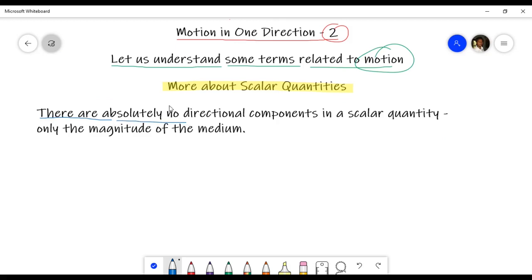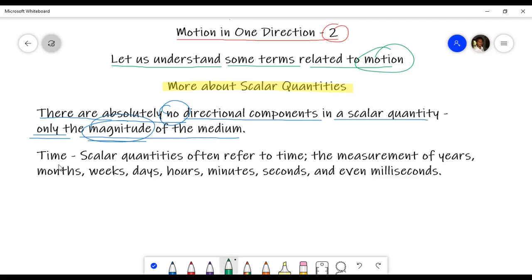There are absolutely no directional components in a scalar quantity, only magnitude. I'm sure that you have understood this. Let's talk about time, based on scalar quantity. Scalar quantities often refer to time, be it the measurement of years, months, weeks, days, hours, minutes, seconds, and even milliseconds.